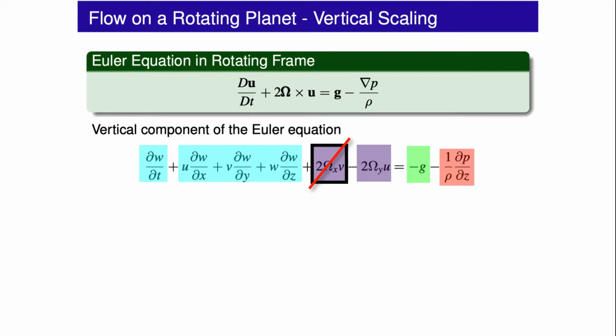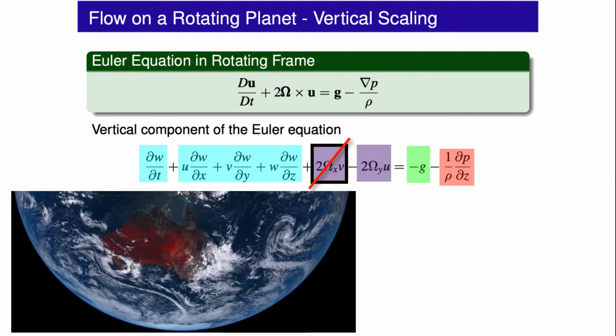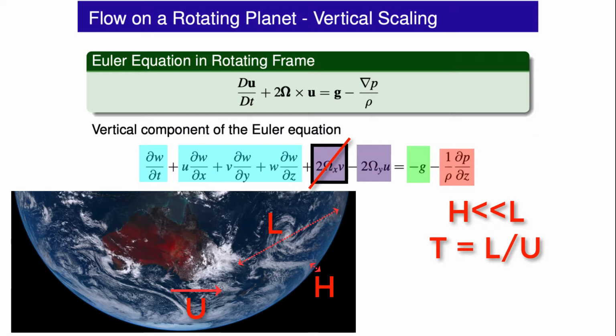Now we would like an idea of the magnitudes of these remaining terms, and we do so with the usual scaling procedures. For geophysical flows in the oceans or atmospheres, the vertical scale H is much smaller than the horizontal scale L. If we take a horizontal velocity scale U, the time scale T can be L on U, and from continuity we can get the vertical velocity scale W as UH on L.